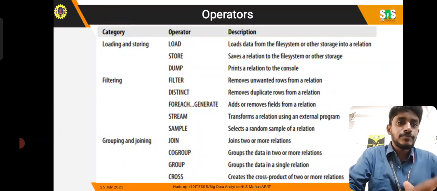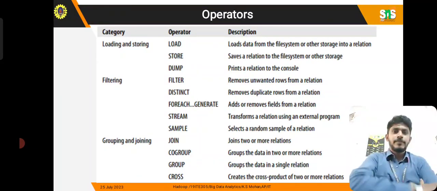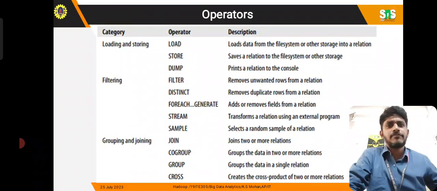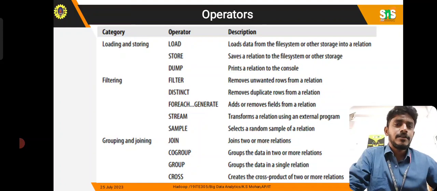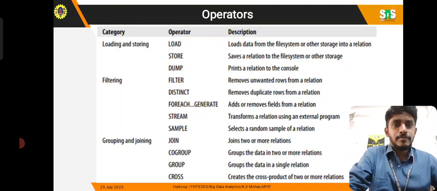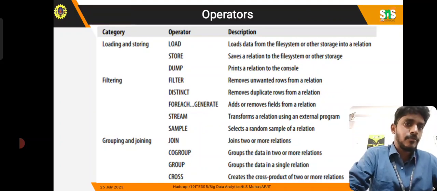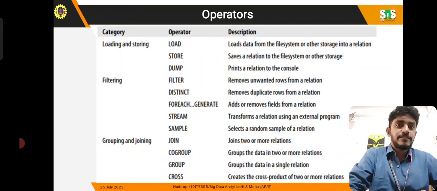Then filter removes unwanted rows from your relation. Distinct removes duplicate rows from a relation. That might be in the previous old databases. In database systems we can have plenty of unwanted rows and columns, and removing them is somewhat difficult. So with the help of the distinct operator we can remove duplicates from a relation, and with the help of filter we can remove unwanted rows from a relation. We can easily remove these kinds of things automatically with these operators.